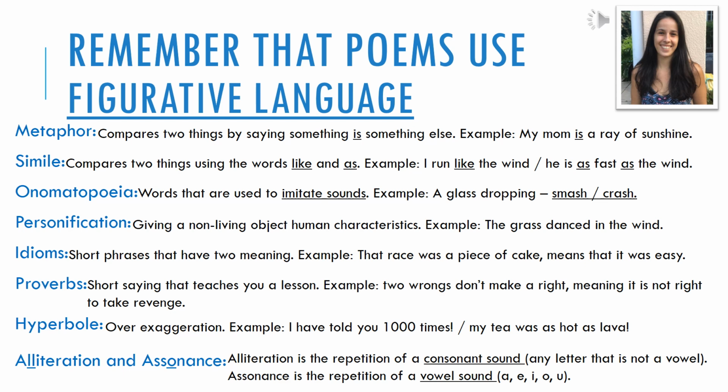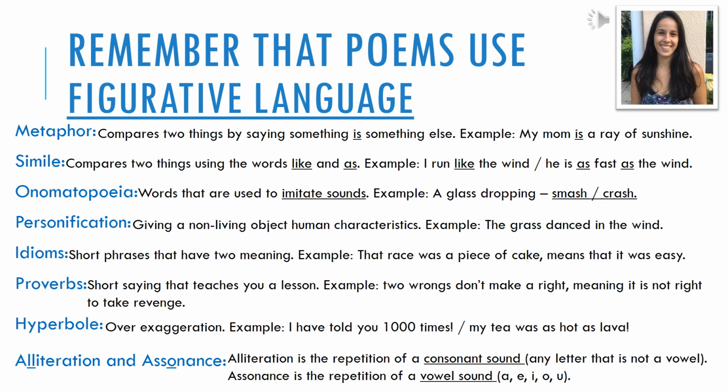Idioms. Idioms are short phrases that have two meanings. For example, that race was a piece of cake. It doesn't mean that the race was an actual piece of cake that I had to eat really quickly. It actually means that it was easy. We did loads of these in class, and you've got them on a worksheet in your workbook, so go have a look at them.